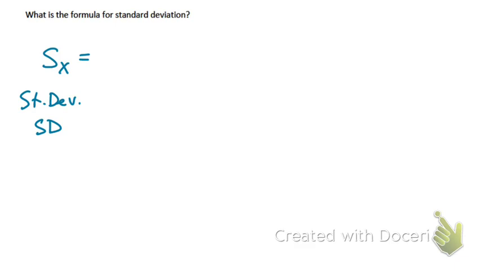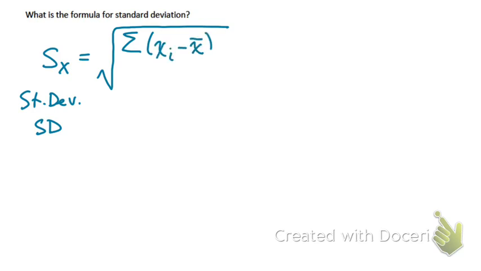And here's the formula. The square root of the summation of x sub i minus x bar squared, divided by n minus 1. Aren't you glad I've already told you don't have to do this by hand? So what does this mean? All right. Obviously, square root. You guys know square root. Summation, we talked about already. That just means to add up things or to sum things up.